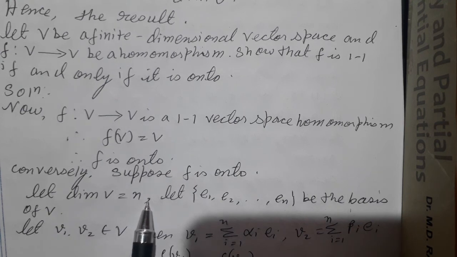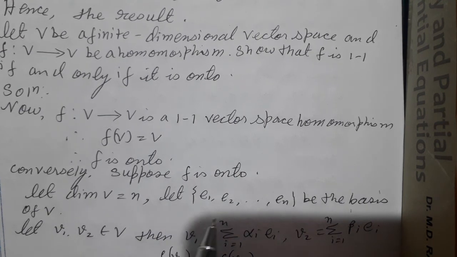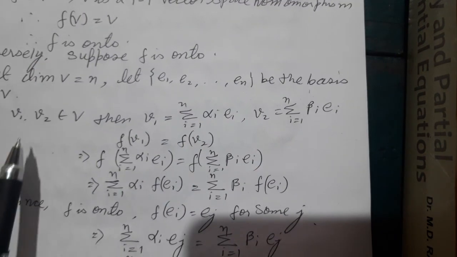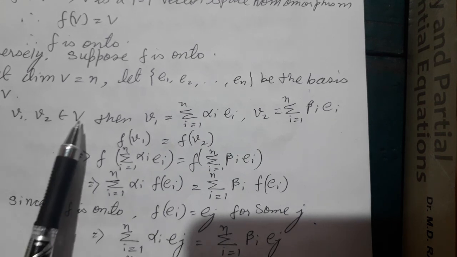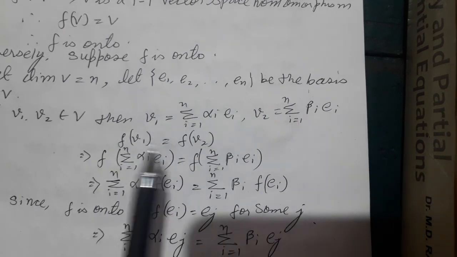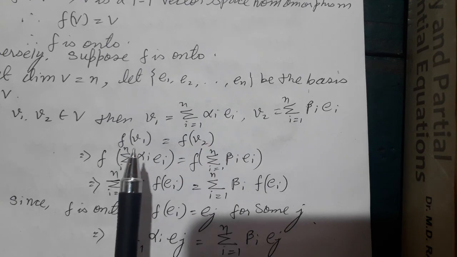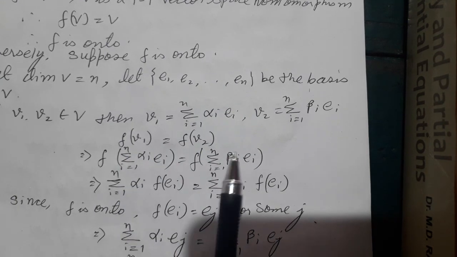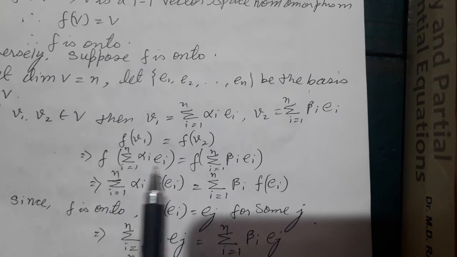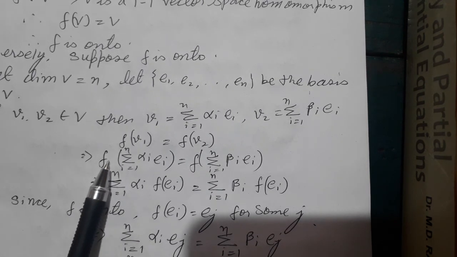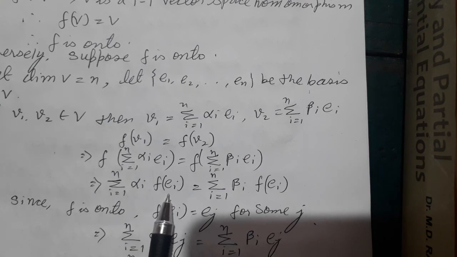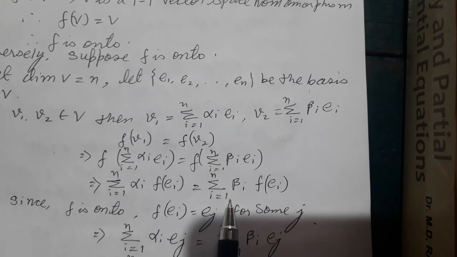The dimension of V I'm taking to be n because it is a finite dimensional vector space, and this I'm taking to be the basis of V. I take two elements in V, because I have to show one-one. So these can be written as this. So F of v1 equal to F of v2. My aim is to show v1 equal to v2. Since F is a linear transformation, it will go inside, so we have summation alpha_i F of e_i equal to summation i equal to 1 to n beta_i F of e_i.